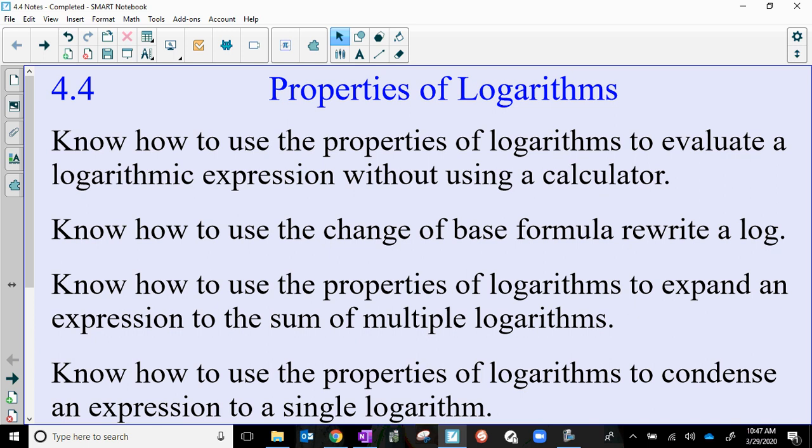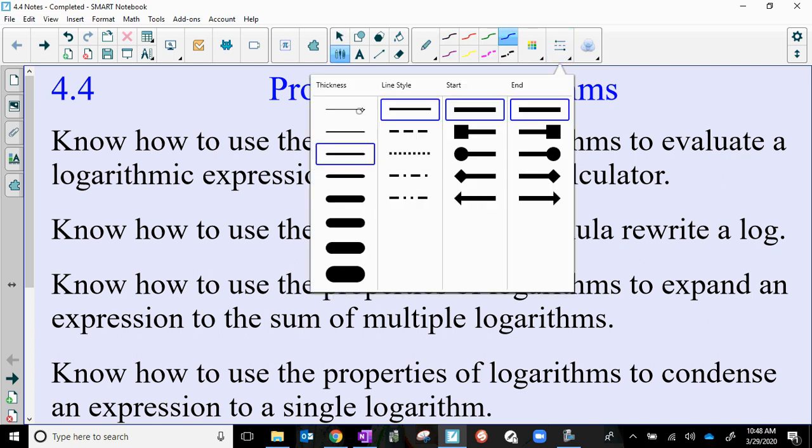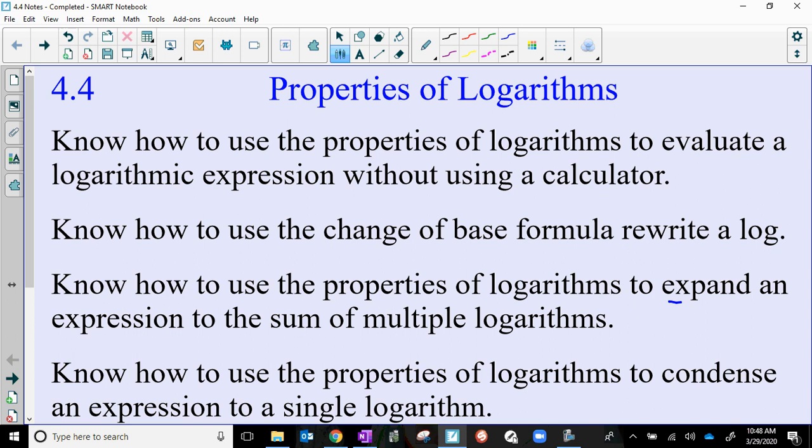The second thing that we're going to majorly use these properties for is how to solve equations. And the solving equations stuff will come in 4.5, but knowing how to expand and condense logarithms is going to be really, really important in order to finish that goal.